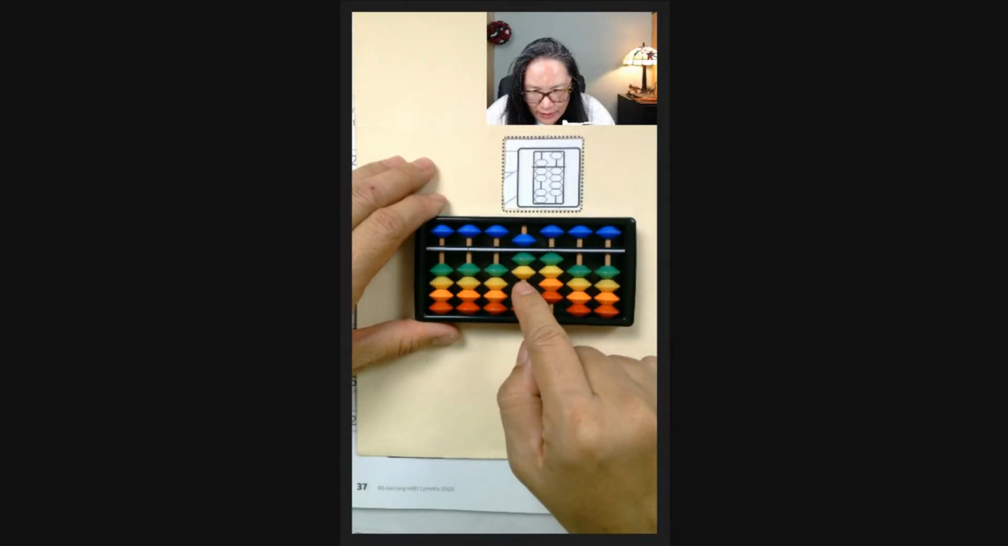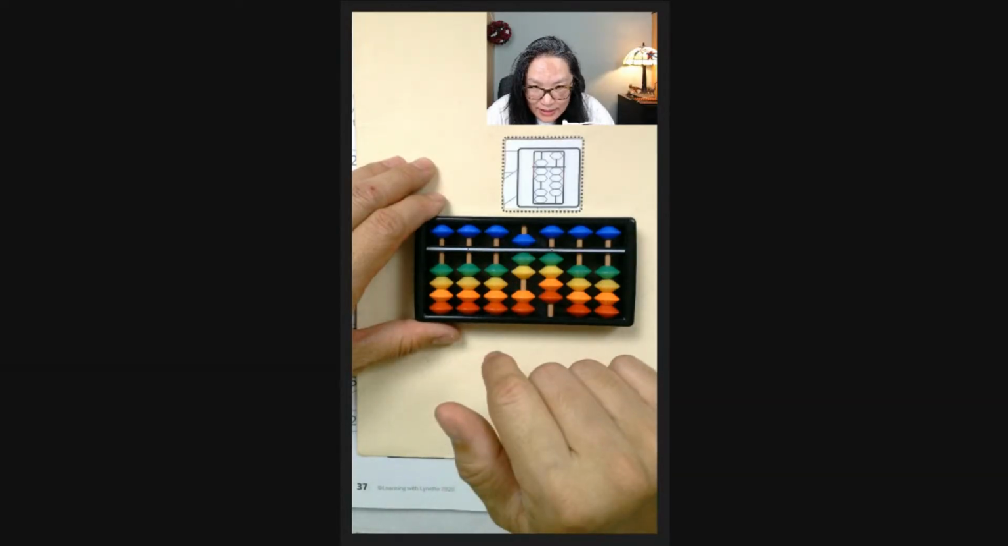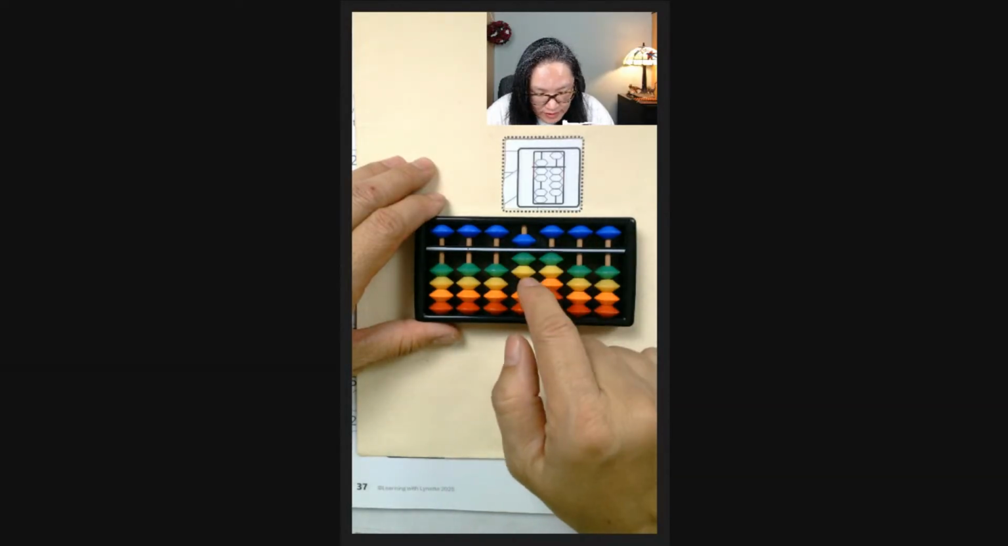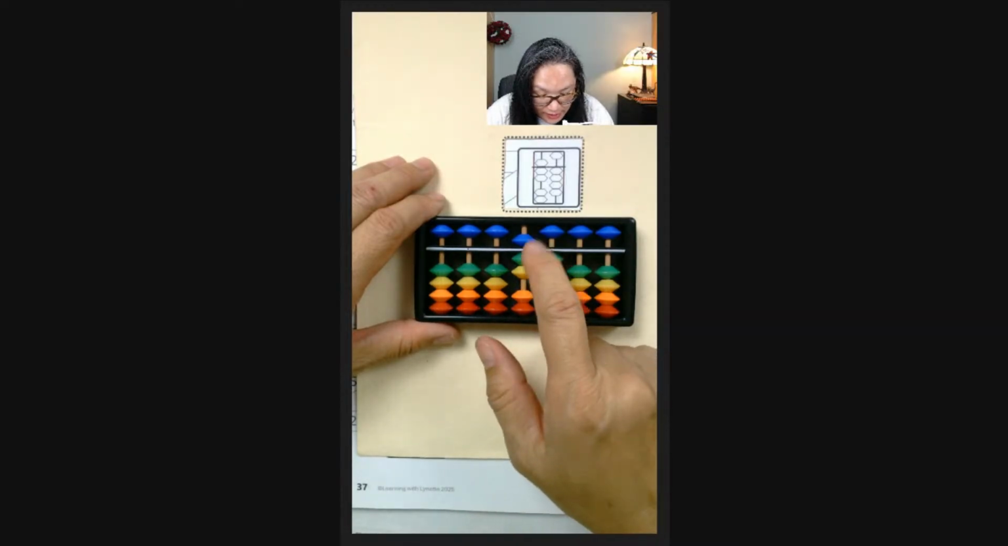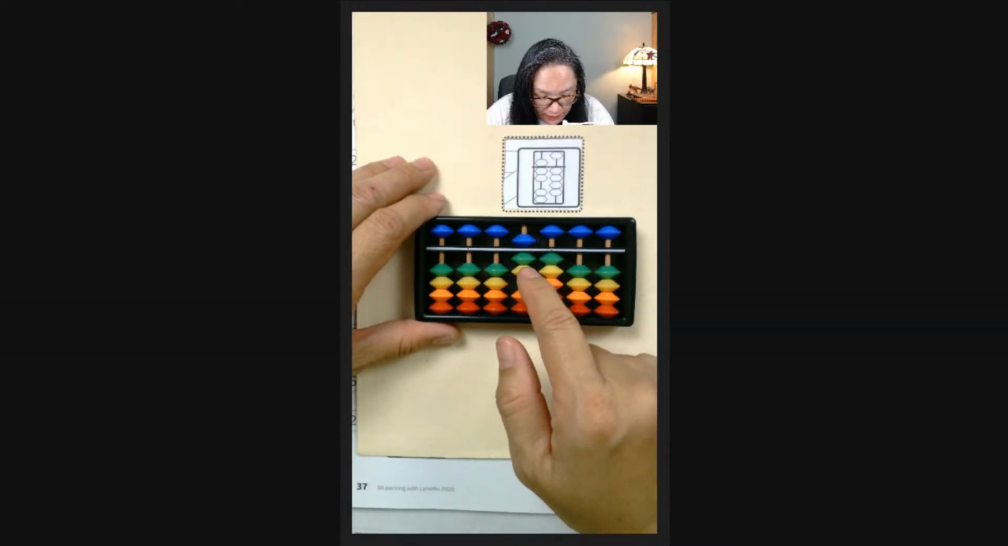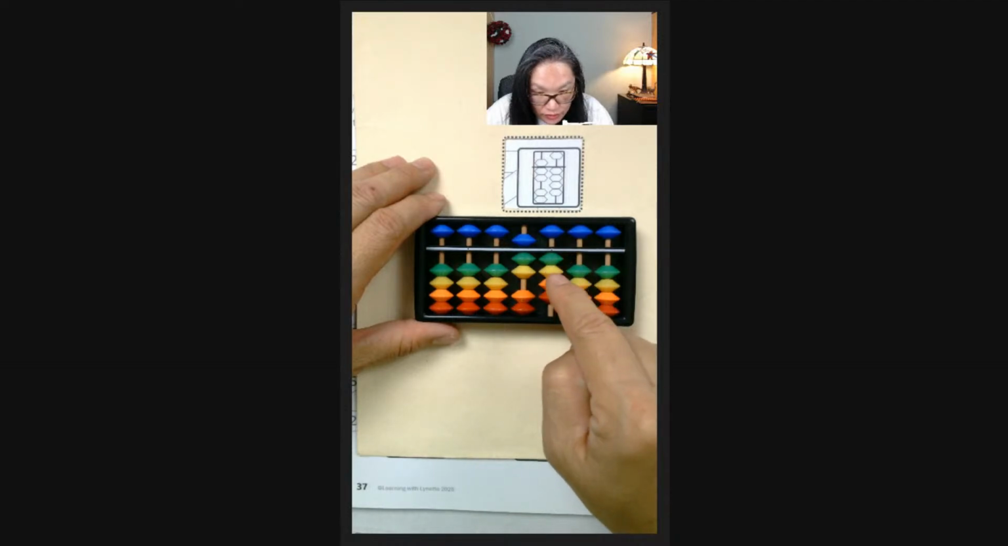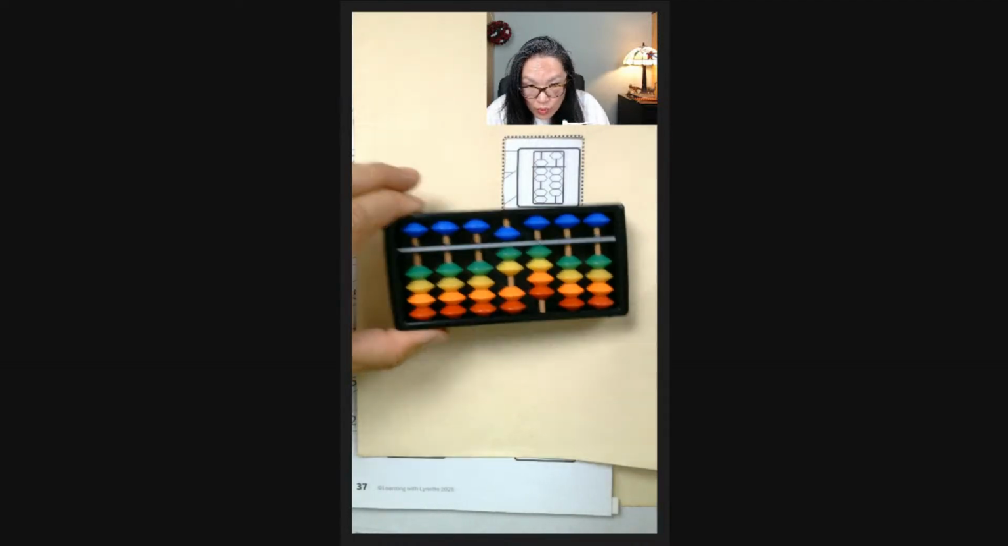So what number do we have? Yes, the top bead will always be 5, exactly. Yes, 74. Thank you, Kimber. Thank you, Queen. Thank you for putting me back on track. Yes, 74, because we have 5, 6, 7, and then 4. 1, 2, 3, 4.